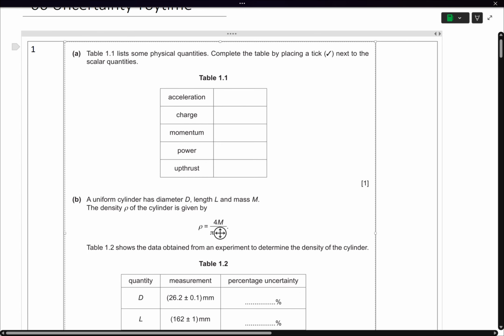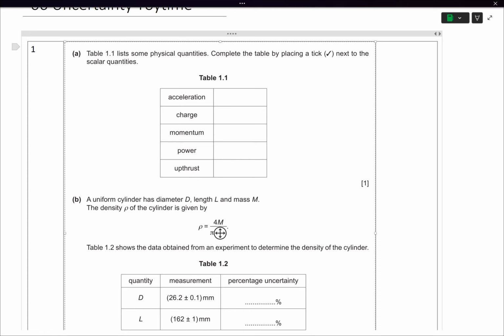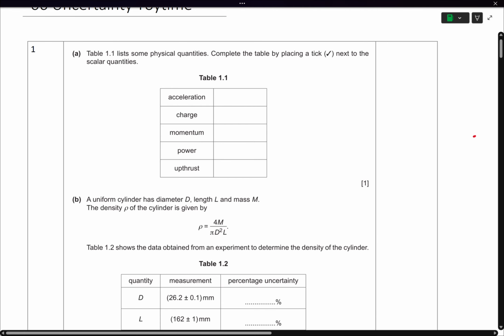Question 1 says, Table 1.1 lists some physical quantities. Complete the table by placing a tick next to the scalar quantities. So acceleration, when we write it down, can be a vector or a scalar. So we have to say we assume it's the vector form most of the time.